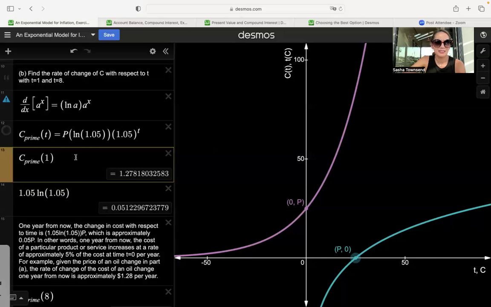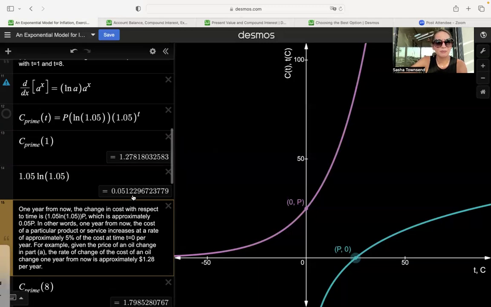Well, according to that, our cost is increasing at a rate of 1.05 times the natural log of 1.05, which is 0.05 approximately, times the present cost. So the rate of change is basically 5% of that present cost. It's a little bit more than 5% of that present cost. So I've written that in a paragraph here.